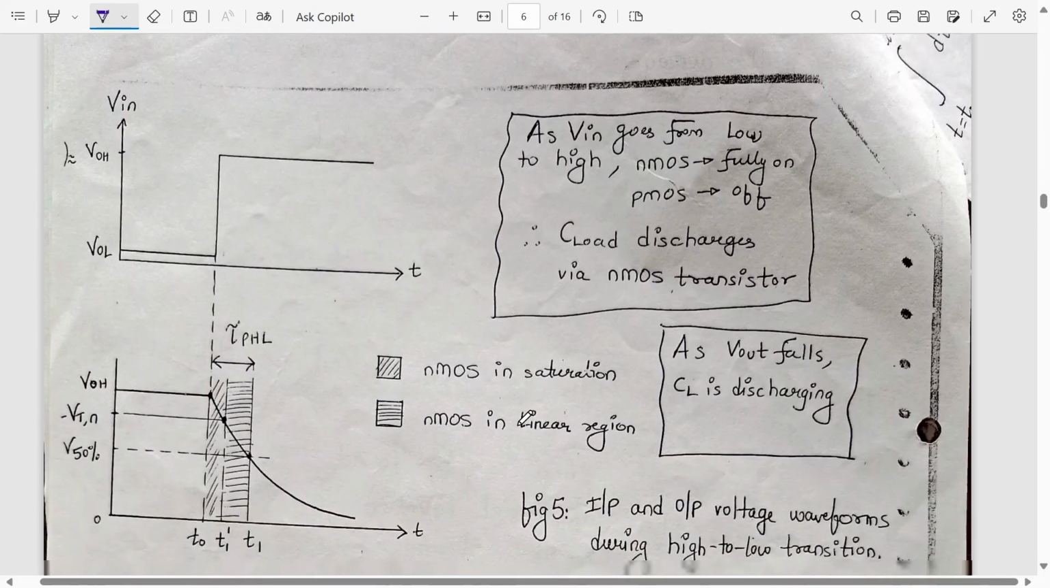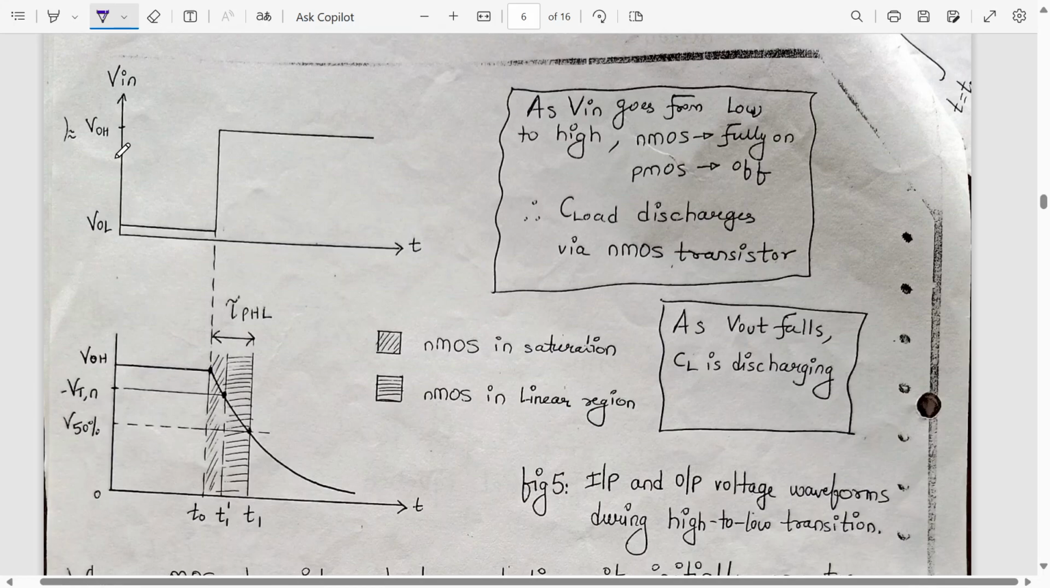Now we consider this case. The input is going from VOL to VOH, from low to high, so the output will go from high to low. As I already told you, it will take some time. Let's say it starts with VOH, which is actually equal to VDD, and it goes down. So it goes to VOH, then it goes to minus VTN. What is this minus VTN?